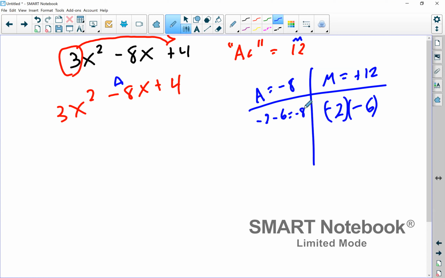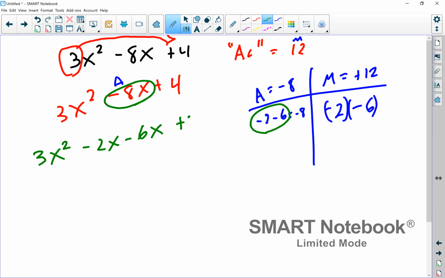So now we got to write it out using this new method. So you write out the whole thing, 3x squared, and instead we break this up into our factors. So minus 2x minus 6x plus 4. Now you might be wondering, Mr. Kreisler, okay, what do I do now? Well, this is why I don't like this method, but if you prefer it, be my guest.